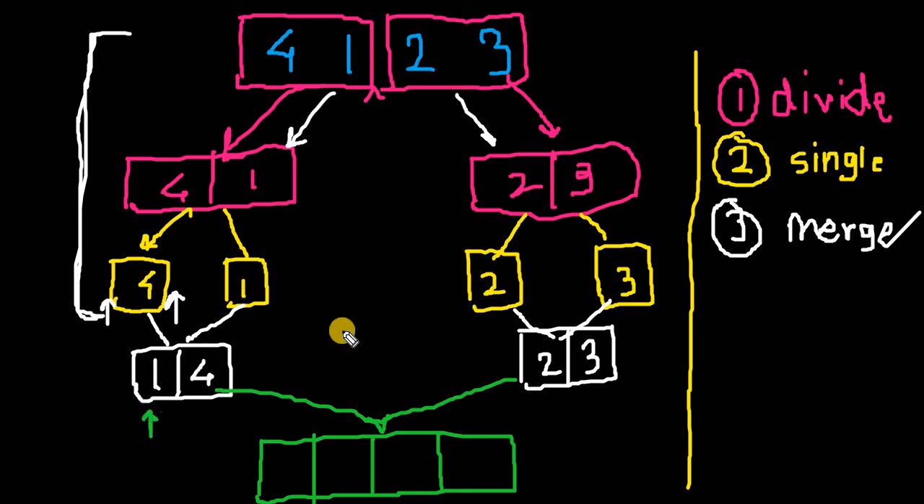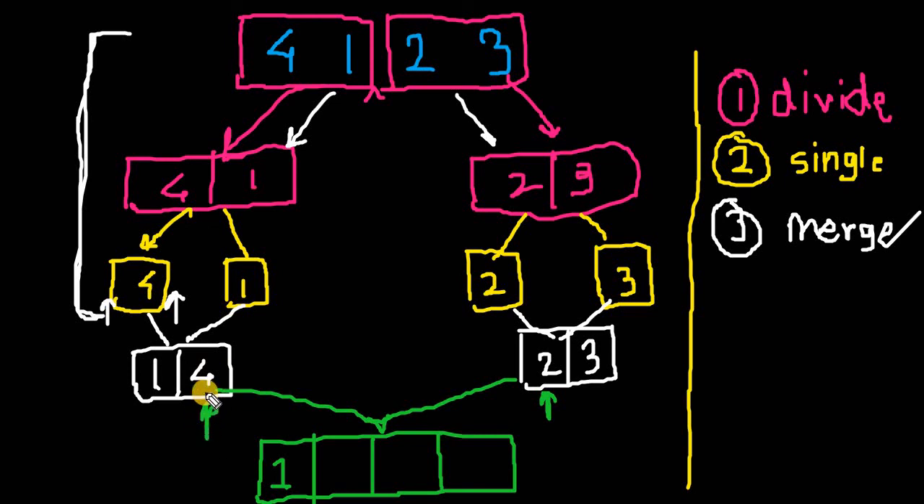So here what will happen is, let's say we have a pointer here. We'll check the first half's first value against the second half's first value. So we'll check this value 1 with this value. Whichever is lower will get its position in the temporary array. So 1 will be fixed here. After this, the pointer will change its position from here to here.